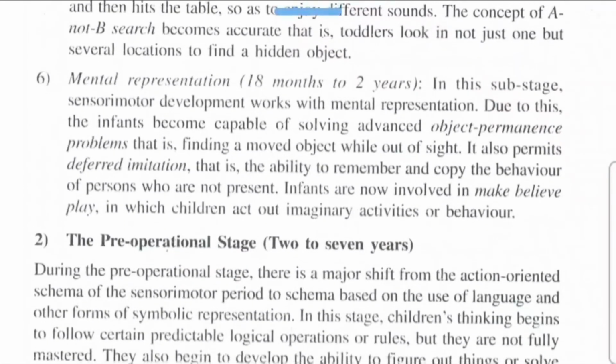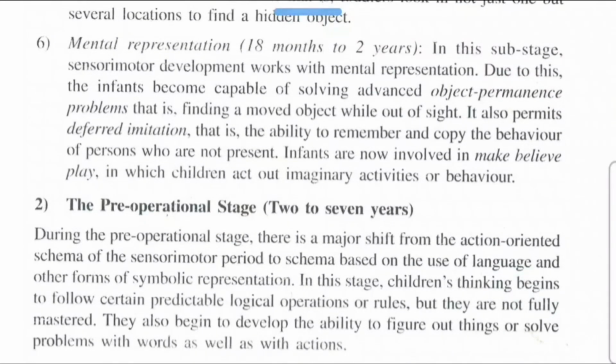6. Mental representation, 18 months to 2 years. In this substage, sensorimotor development advances with mental representation. Infants become capable of solving advanced object permanence problems, such as finding a moved object while it is out of sight.